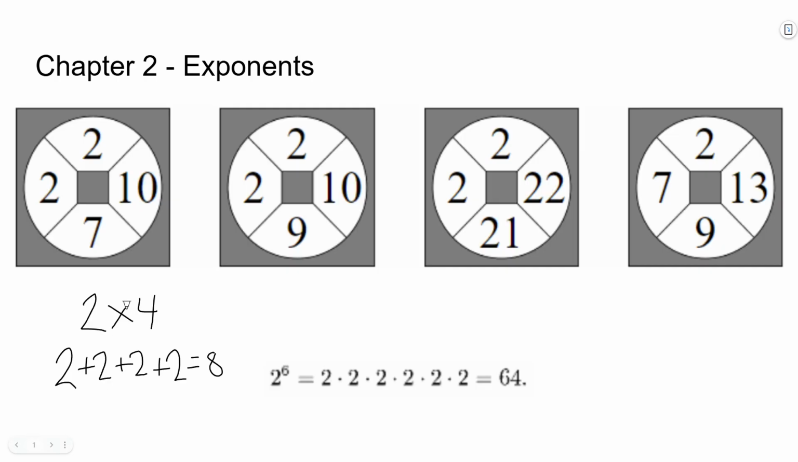So just like multiplication is repeated addition, exponents are going to be repeated multiplication. So 2 to the 6th means that we're going to do 2 times 2, times 2, times 2, times 2, times 2, 6 times. All right, so 2 times 2 is 4, times 2 is 8, times 2 is 16, times 2 is 32, and times 2 would be 64. So 2 to the 6th would be 64.